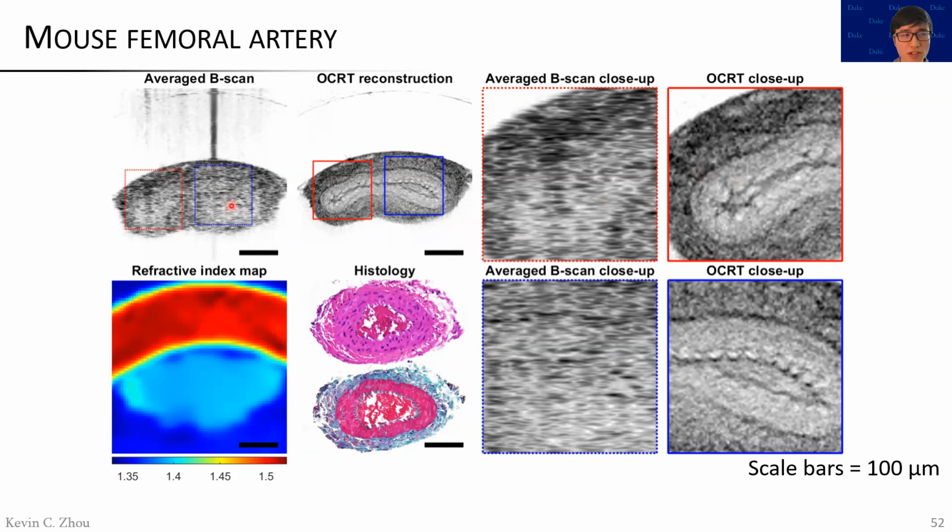If we look at some zoom-ins of OCT and OCRT, we can see that OCRT has much better resolution and reduced speckle compared to OCT. In particular, we can start to make out the wavy internal elastic lamina that you see here, which is consistent with the trichrome stain. However, in OCT, due to speckle and low resolution, we can barely see this, if at all.